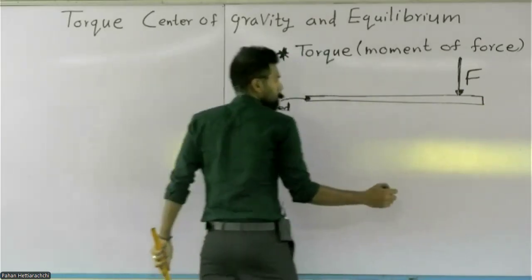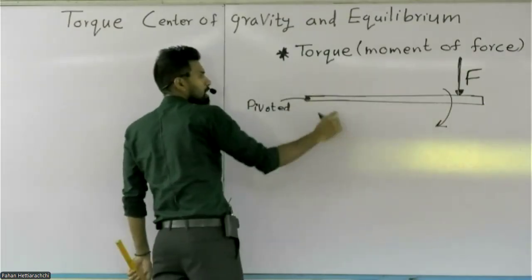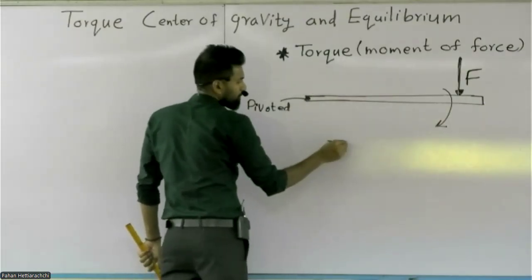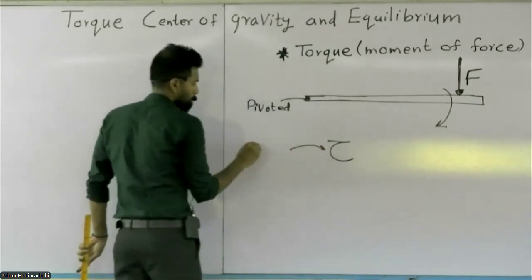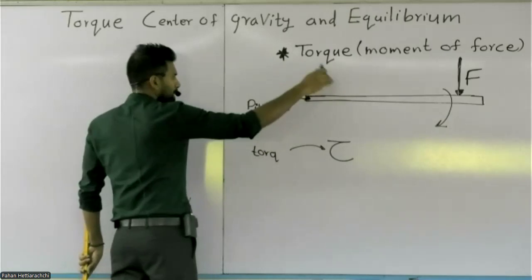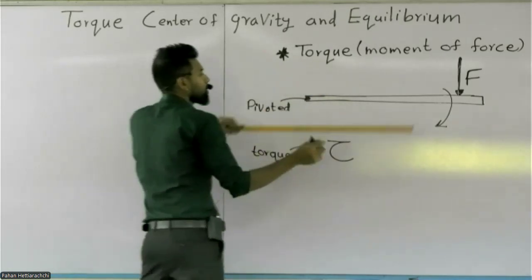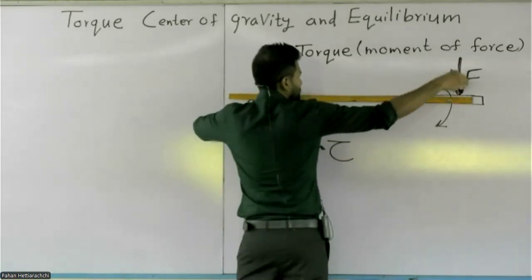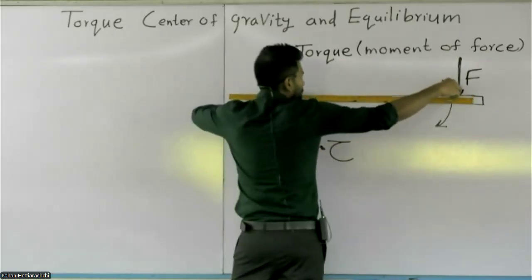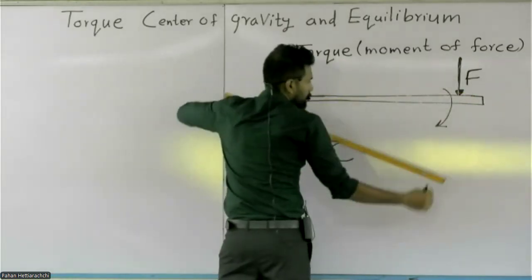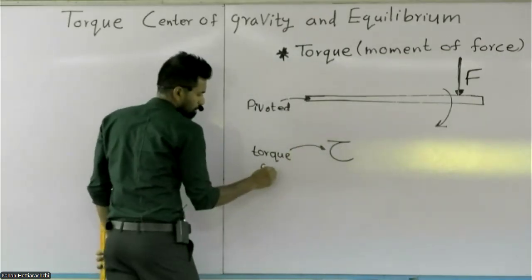Okay. So when it is rotating, this rotating power or the rotation is given by the physical quantity torque, or the moment. This ability to rotate, when a force is applied on a certain object pivoted from a certain point, is given by the physical quantity torque or the moment.